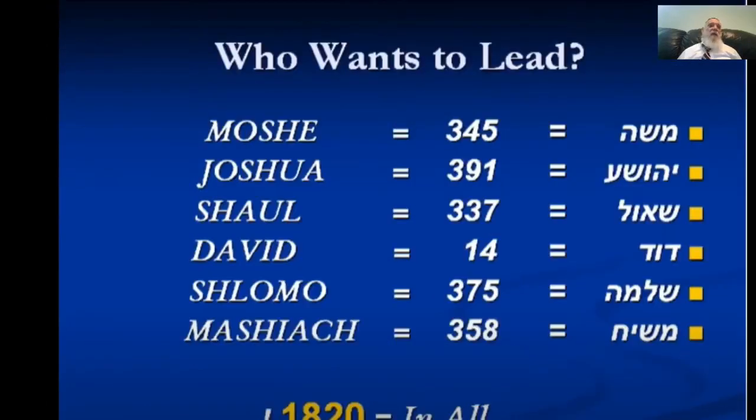So the leaders of Israel, I mean the famous ones, which were Moses, Joshua, Shaul, David, son Shlomo, and hoping that we have Messiah. So we have here 6 of the 8 leaders of Israel in the past and future. If you take the numerical value: Moses 345, Joshua 391, Joel 337, David 104, Shlomo 375, Messiah 358, together 1820. Again, this is really the power of God, the secret of God, 1820.